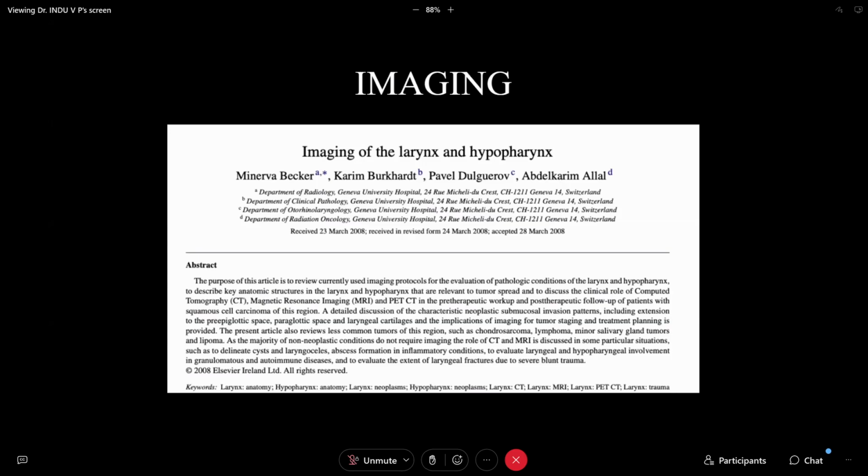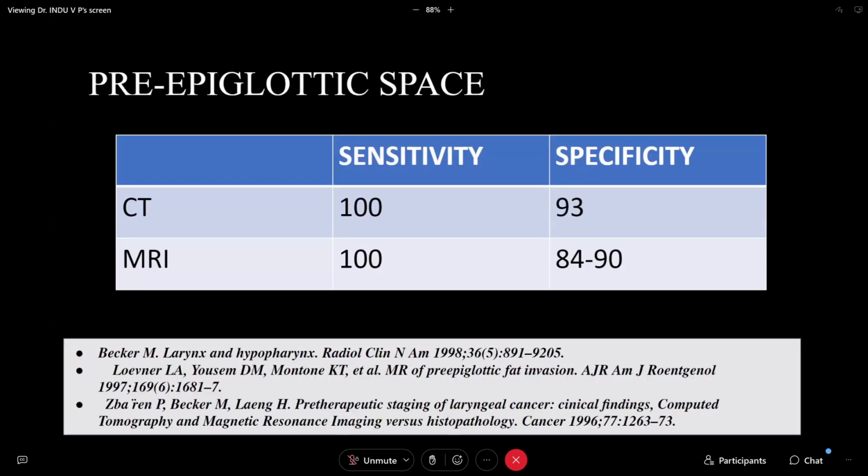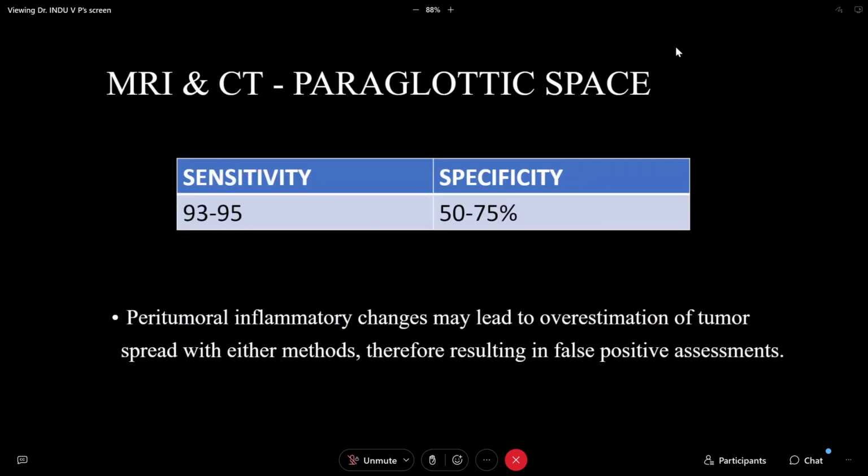For CT, we prefer quiet breathing rather than dyspnea or apnea, because with quiet respiration we can easily see the anterior commissure and posterior commissure areas, and we can go for maneuvers like phonation and Valsalva maneuvers for assessing the ventricles and hypopharynx. Assessing the pre-epiglottic space and paraglottic space invasion is important, because it will upstage the tumor staging. Both CT and MRI have 100% sensitivity for pre-epiglottic space invasion according to these landmark studies, and the specificity is around 90 to 93%. In the paraglottic space, sensitivity is around 93 to 95%, but specificity is on the lower side. This may be attributable to peritumoral inflammatory changes that can overestimate the tumor spread and give a false positive report.